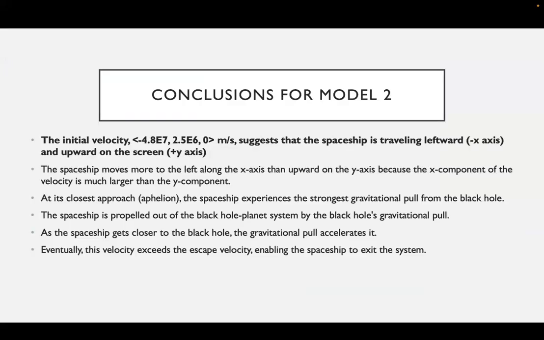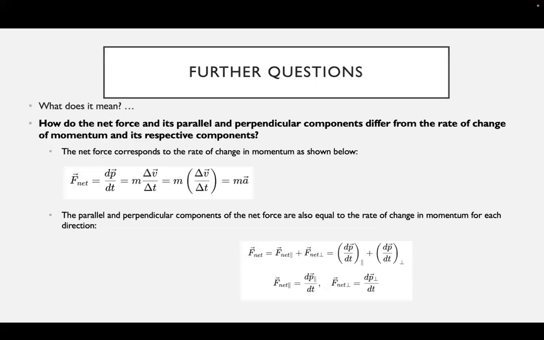The conclusions for Model 2: the initial velocity suggests the spaceship is traveling leftward and upward. This is because the spaceship moves more to the left along the x-axis and upward because the x-component of the velocity is much larger than the y-component. At its closest approach, the aphelion, the spaceship experiences the strongest gravitational pull from the black hole. The spaceship is propelled out of the black hole planet system by the black hole's gravitational pull. As it gets closer to the black hole, the gravitational pull accelerates it, and this velocity eventually exceeds the escape velocity, enabling the spaceship to exit the system.